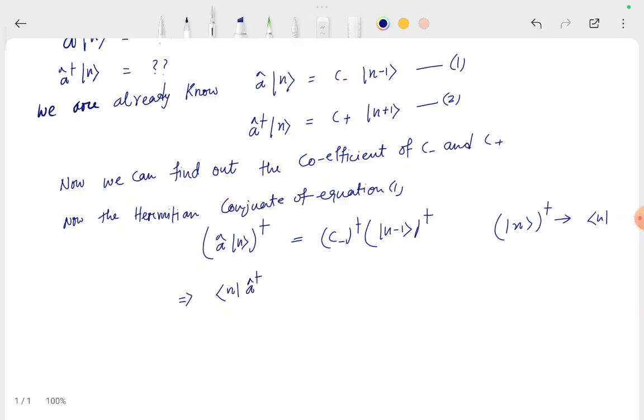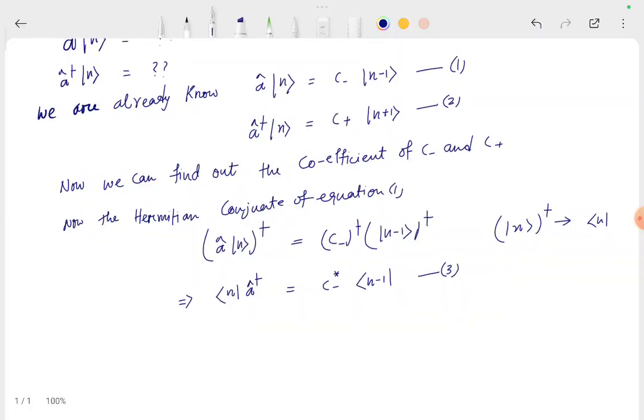So bra n a cap dagger equals c minus. Assume the coefficient is real; otherwise it would be the complex conjugate, which we already know. Similarly, bra n minus 1. So this is equation number 3.